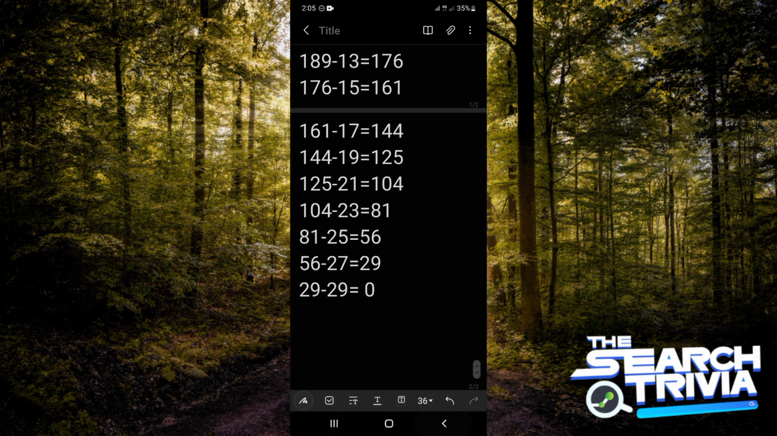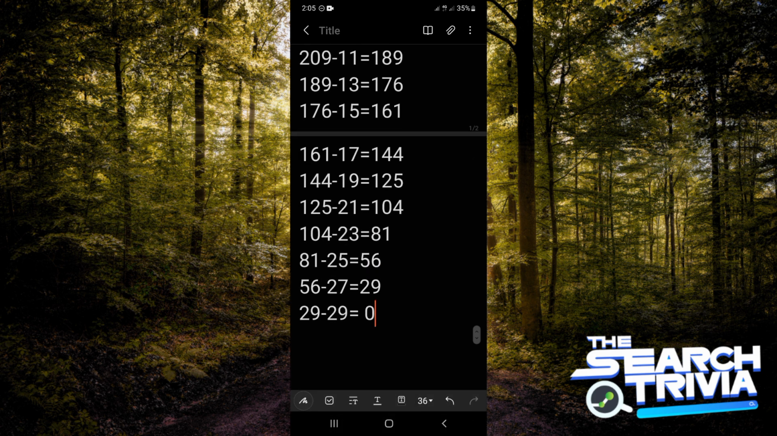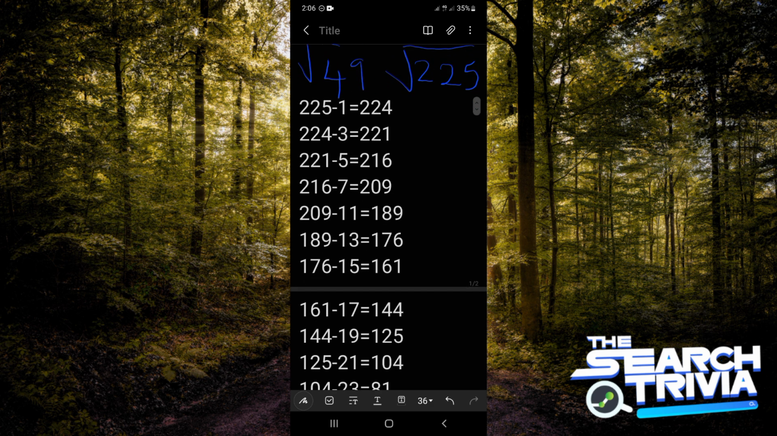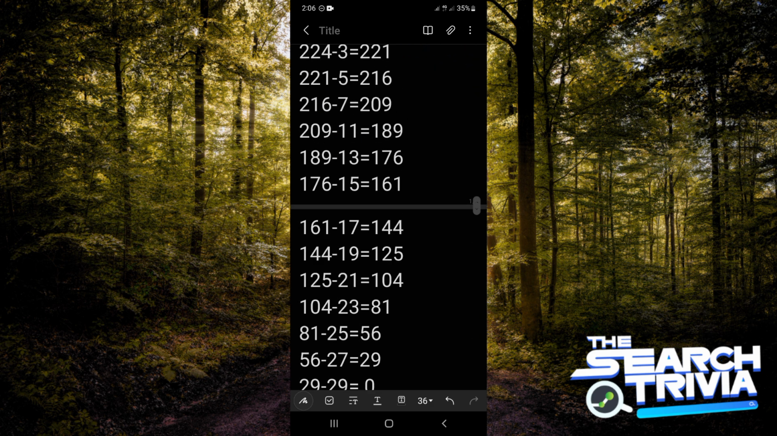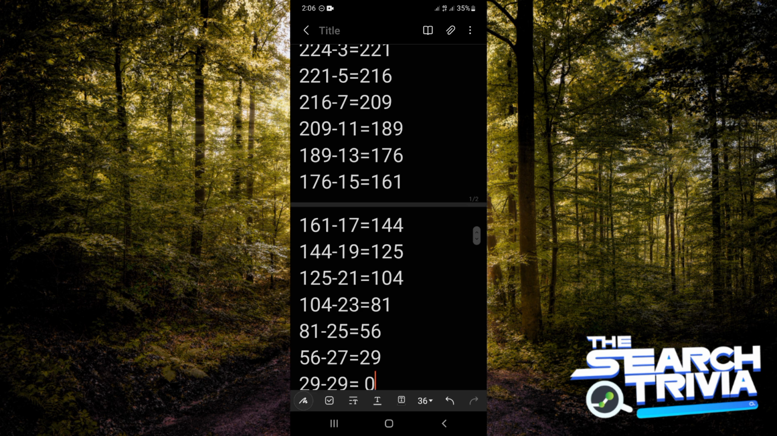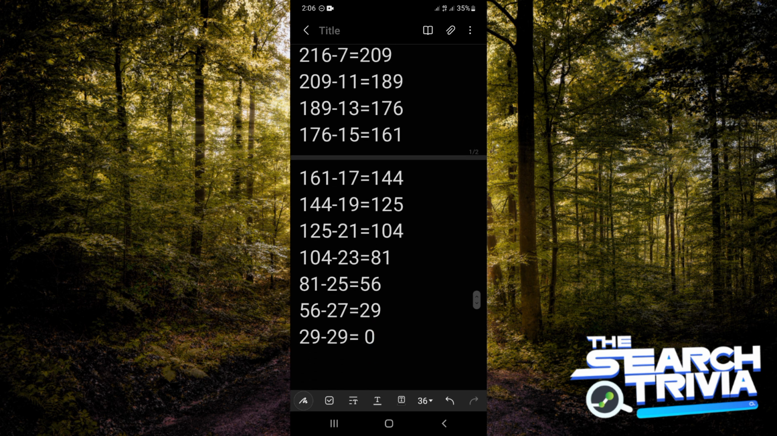As you can see, this is the final number. We've arrived at 0, and if you count this, it is 15. And by the first method I showed you, 15 times 15 gives you 225. Now if you go ahead and count how many times you had to minus an odd number from the actual figure, it is 15 times.